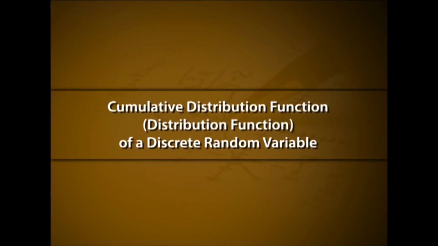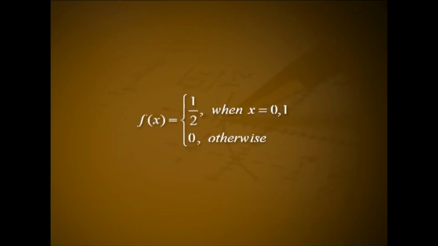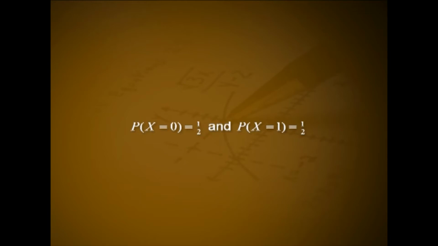Cumulative distribution function or distribution function of a discrete random variable. Consider the case of a discrete random variable x with the probability mass function f of x is equal to 1 by 2 when x equal to 0, 1 and equal to 0 otherwise. From the given probability mass function, it is clear that the random variable can assume only two values 0 and 1 with p of x is equal to 0, that is equal to 1 by 2, and p of x is equal to 1, that is equal to 1 by 2.